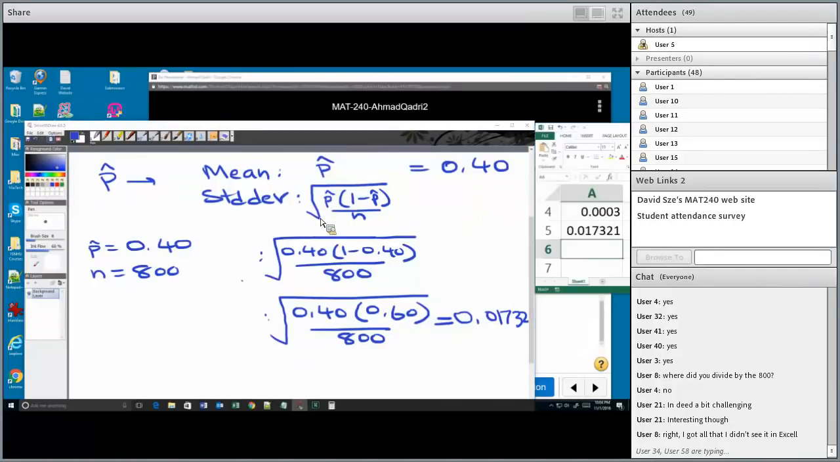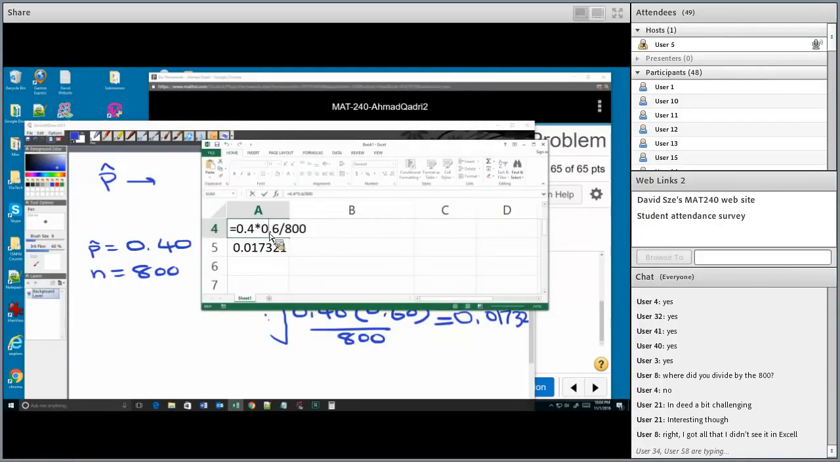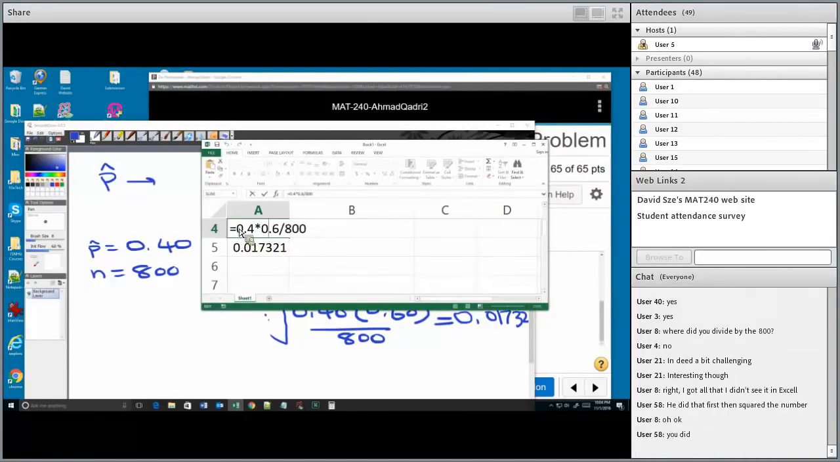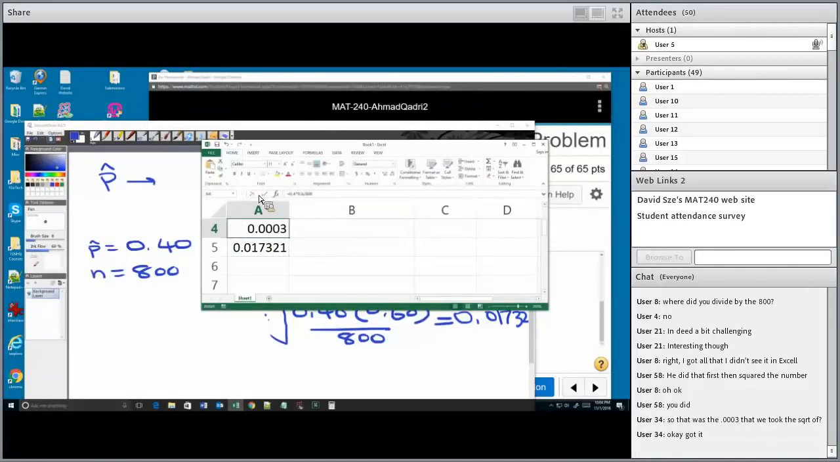Oh, in Excel. Did I not do that in Excel? Oh, here it is. So first I calculated everything inside. I said 0.4 times 0.6 divided by 800, and then I just took the square root of that. I could also have done it this way. You see, I can also do the whole thing in one step. Here's how I would do that.